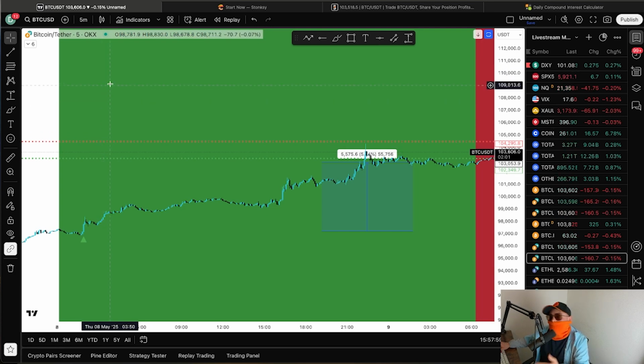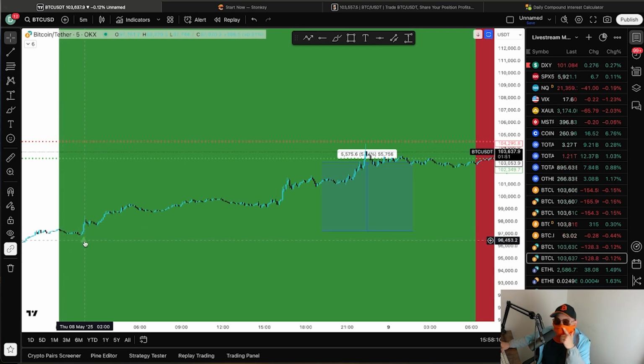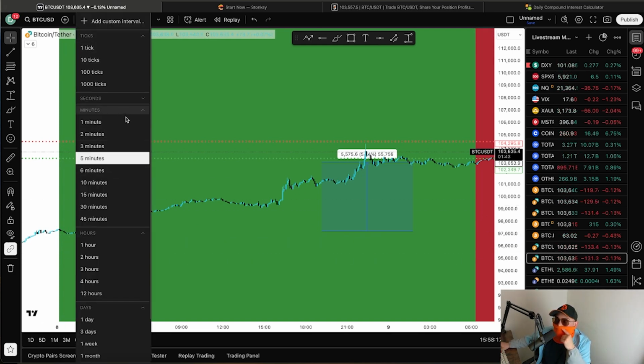Now, this is something in particular that we look at on Stonksy on stream, the double background confirmation, which is made up of the background color change plus the bullish arrow soon after, or for the short side, the red background with the red arrow. Now, this works especially well on the 5-minute and 6-minute chart.